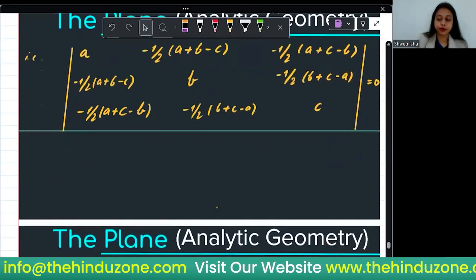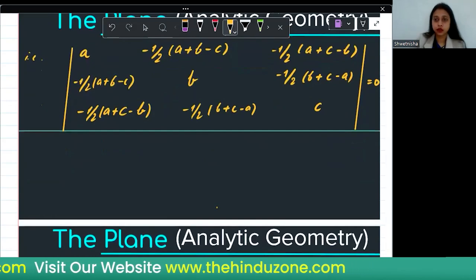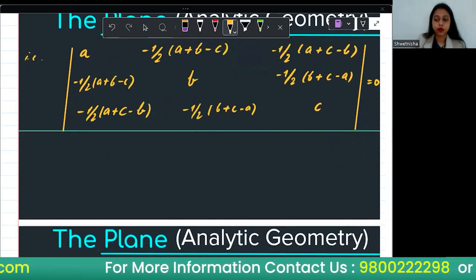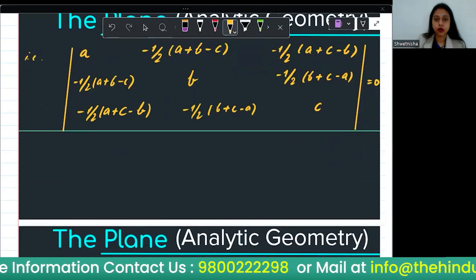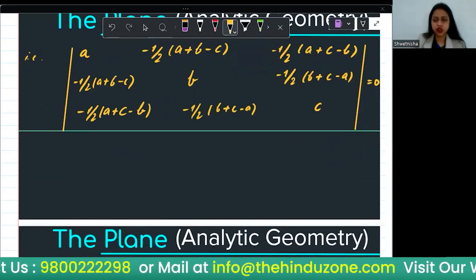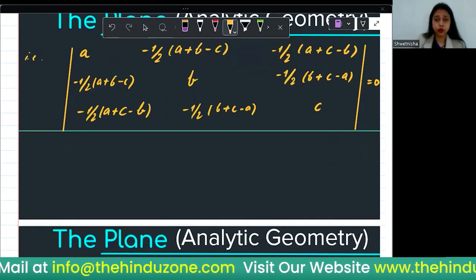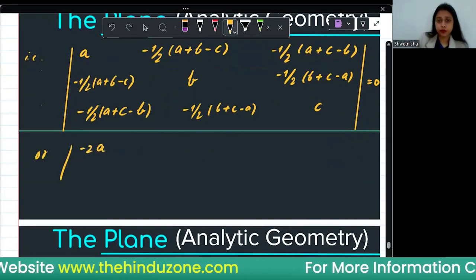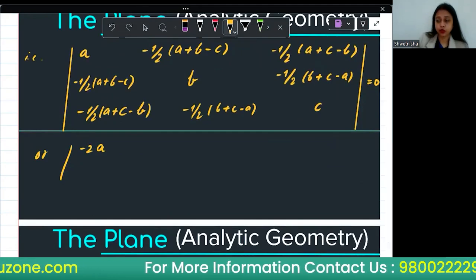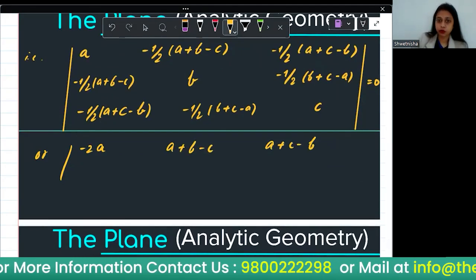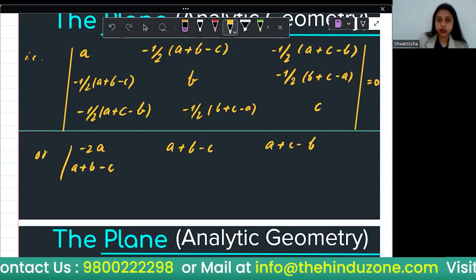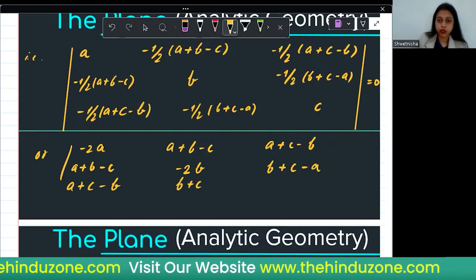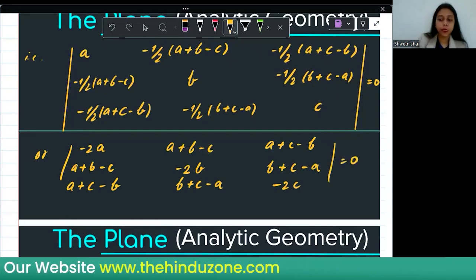So, what we can do here is, I can just take one by 2 common from each row, and I'll take it to the right hand side. So it will become minus 2a. If I take minus half common, it will be a plus b minus c, a plus c minus b, this is a plus b minus c. This is minus 2b, b plus c minus a, a plus c minus b, b plus c minus a, and minus 2c. That is equal to 0.